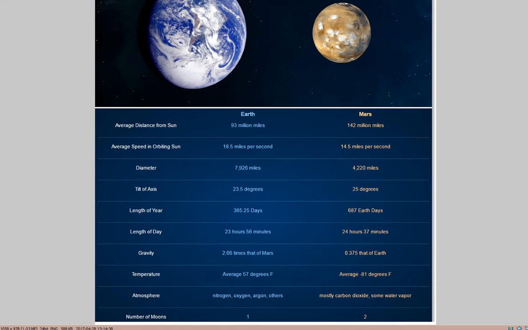Here's just a few quick facts about Mars compared to Earth. Very similar in a lot of ways. The orbit of Mars is about twice as slow, I'll say about half the speed of the Earth as it goes around the Sun. So their year is actually almost 2 of our years.